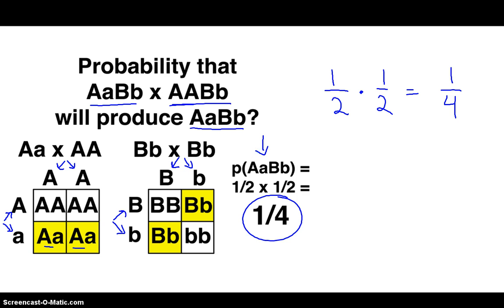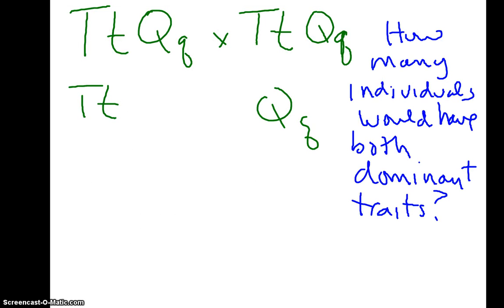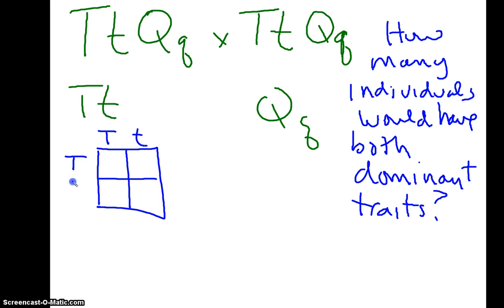So now let's try to apply that to an example. So here's an example where we've got 2 genes, T and Q, and both parents are completely heterozygous for those traits, and the question is, how many individuals would have both dominant traits? So what we need to do is look at a Punnett square for each one individually. So let's look at T. So if we set up a Punnett square for T, one parent can provide a big T or a little t. The other parent can provide the same.